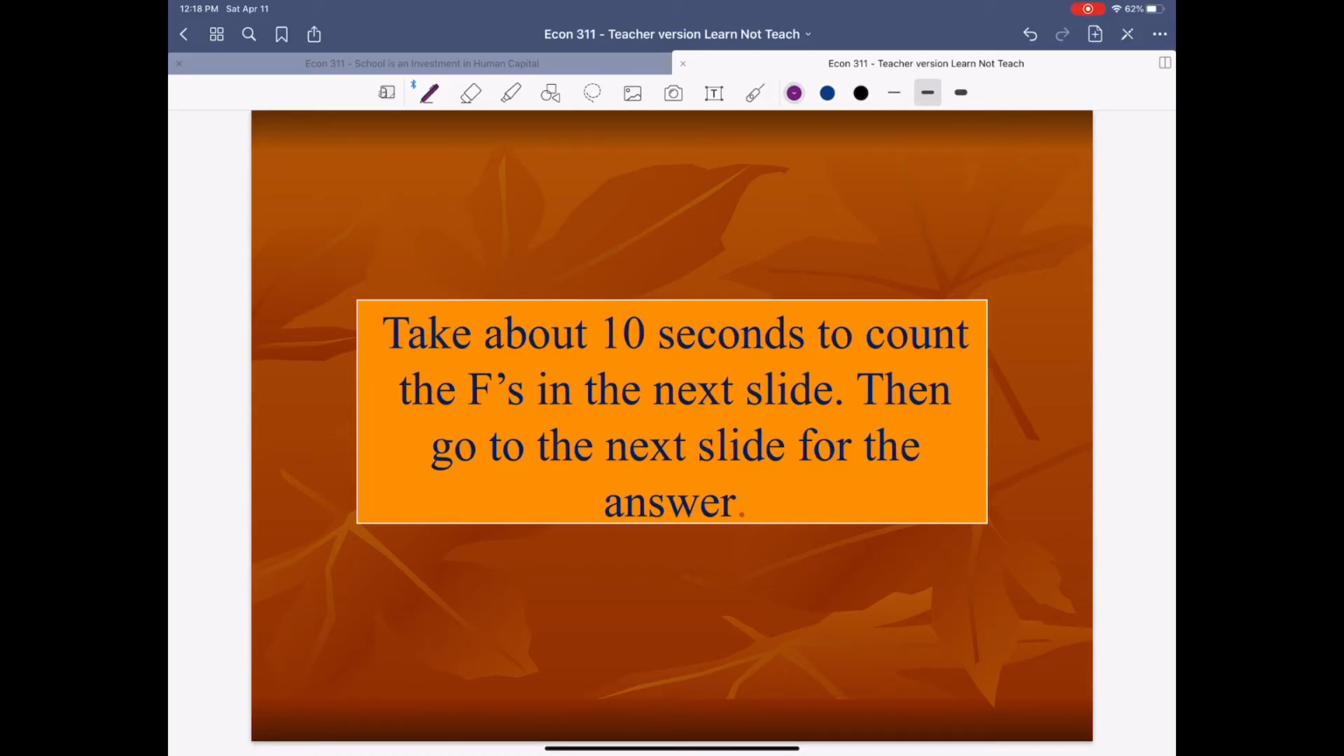So when you see this next slide, your job is to count the number of the letter F, the number of times you see the letter F. Okay, so here we go.